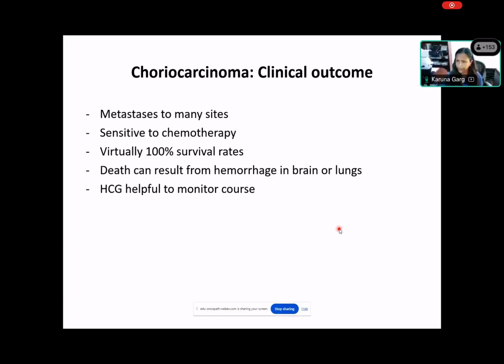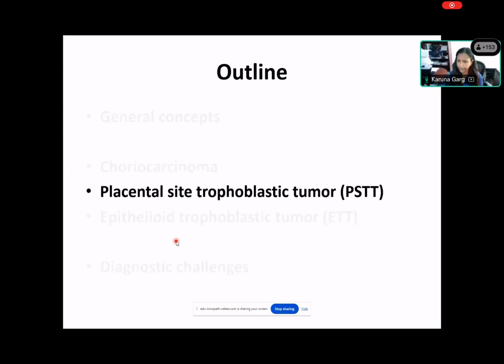In terms of clinical outcome, they can metastasize to many sites, but the good news is that choriocarcinomas are exquisitely sensitive to chemotherapy. So your survival rates are actually really good. They're close to 100%. You can get occasional death from disease, and that's often if there's extensive bleeding in the brain or the lungs. And then HCG can be really helpful to monitor the course of this tumor.